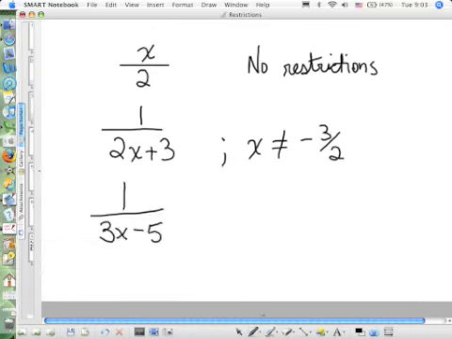What would the restriction be on this one without setting up an equation, just looking at it? Positive 5 over 3. X cannot equal 5/3. Real quickly, remember if there is a letter in the numerator, that's okay. We are only restricting variables found in the denominators of fractions, at the bottom.